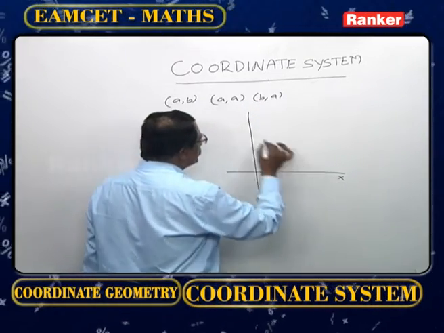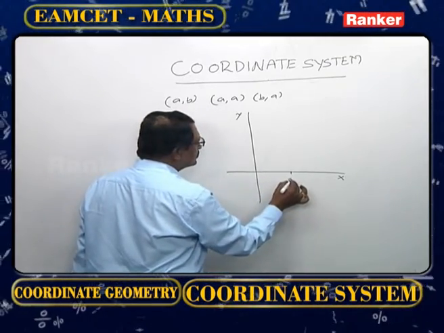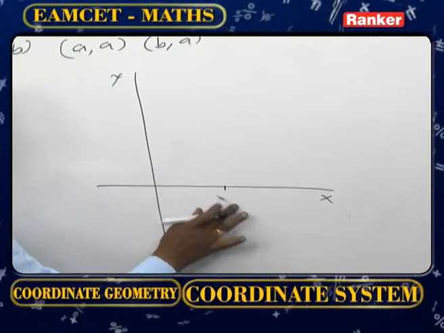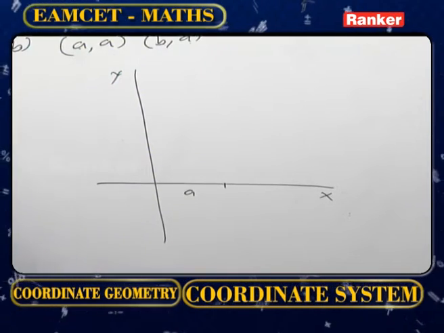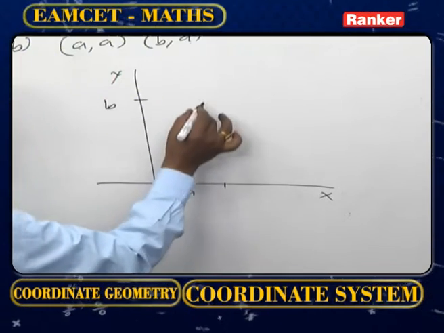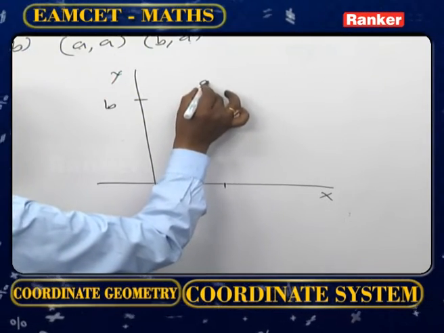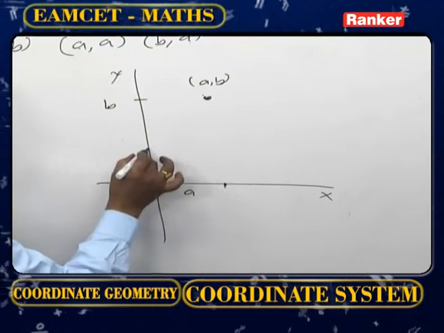Take the x axis and y axis. The first point (a, b) is on the x axis at a distance a, and on the y axis b. Next point (a, a): on the x axis a, on the y axis also a.